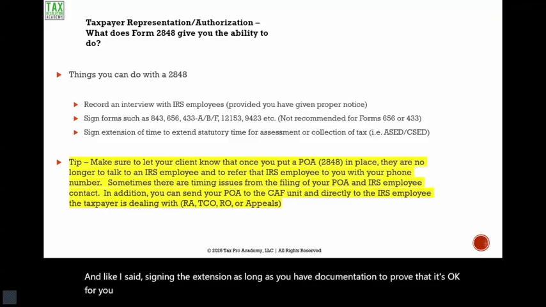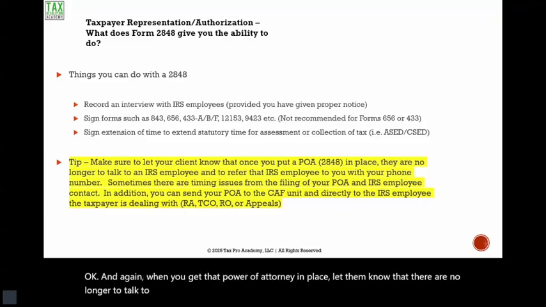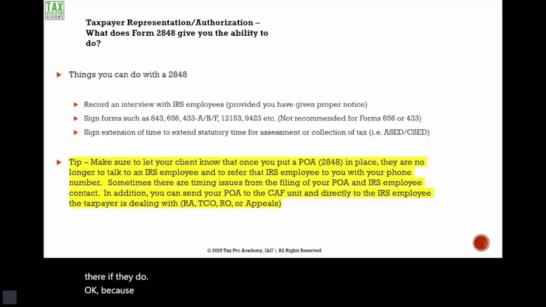Okay, and again, when you get that power of attorney in place, let them know that they're no longer to talk to the IRS, nor should they call the IRS even in the process, even if they think that they want to explain anything. And then I would probably put some kind of penalty in there if they do. Okay, because that can derail, kill your case.